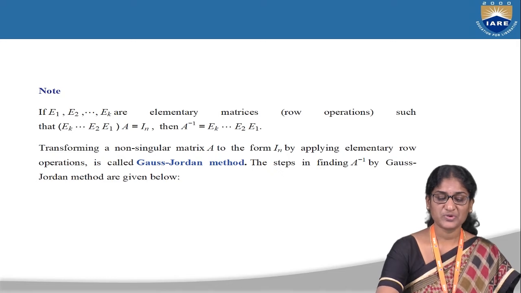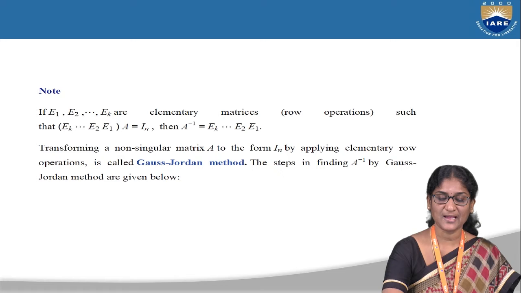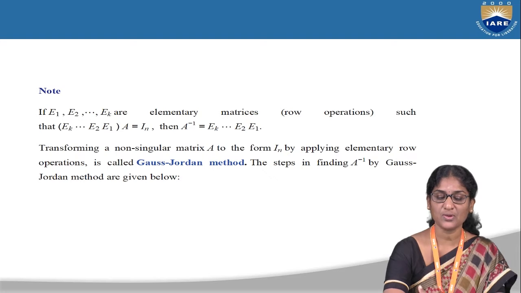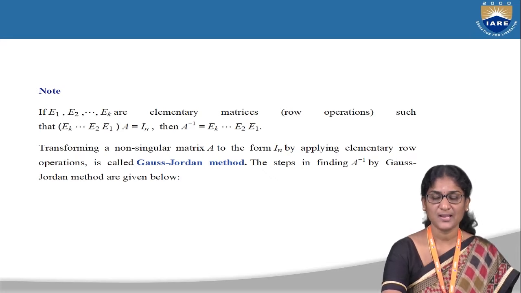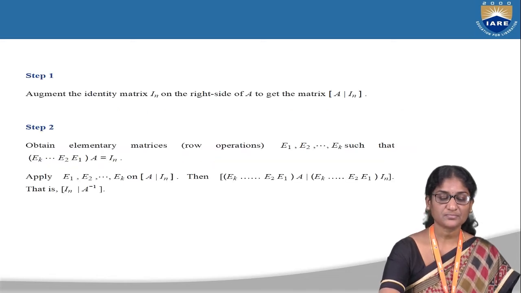Now, this procedure can be stated as follows: if E1, E2, E3 and so on up to Ek are the elementary matrices such that the product of these into A is equal to In, then A inverse is equal to Ek and so on up to E1. Transforming a non-singular square matrix capital A to the form In by applying elementary row operations is called the Gauss-Jordan method. So we'll find A inverse in the following steps.